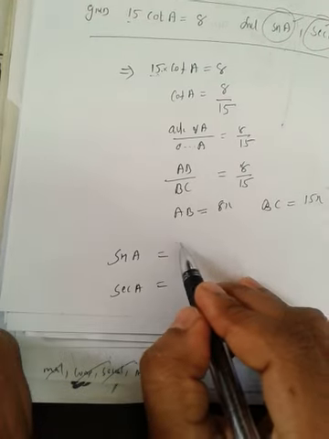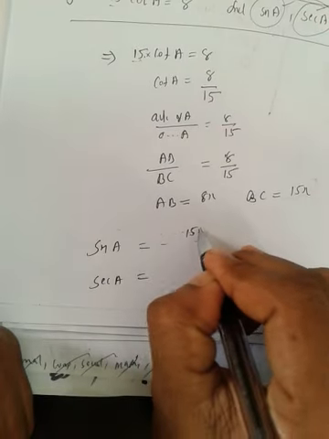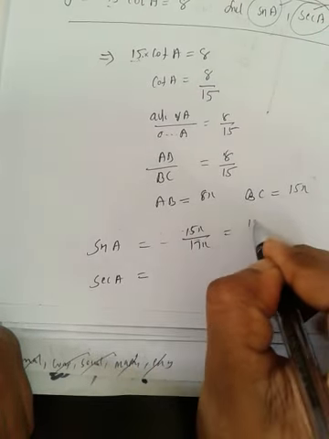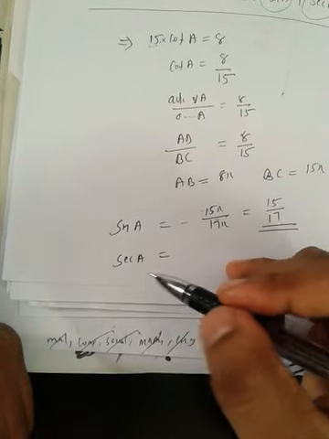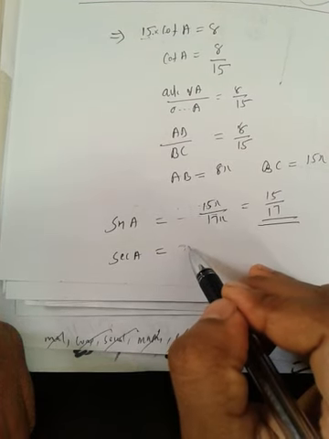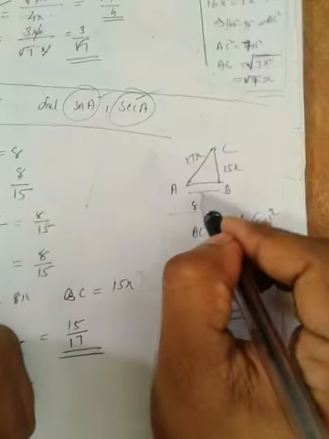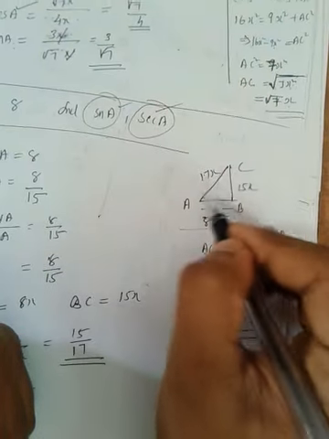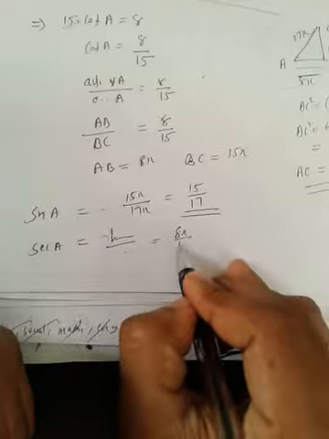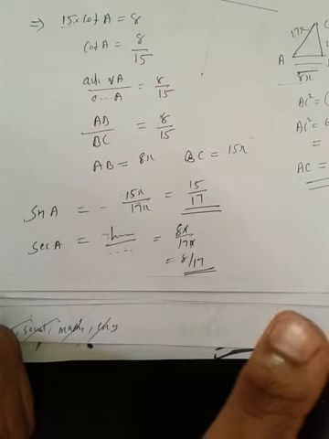Sin A, formula, opposite side of A divided by hypotenuse. Opposite side of A is 15x, hypotenuse is 17x. So 15x by 17x. In other words, 15 by 17. Then sec. Sec is the inverse of cos A. The formula for sec is hypotenuse by adjacent side of A. Adjacent side of A is 8x, hypotenuse is 17x. So 8x by 17x. When you cancel x, we will get the answer as 8 by 17. Clear?